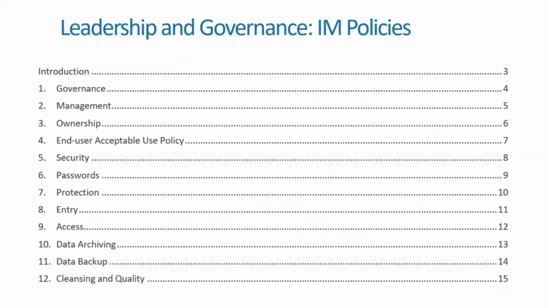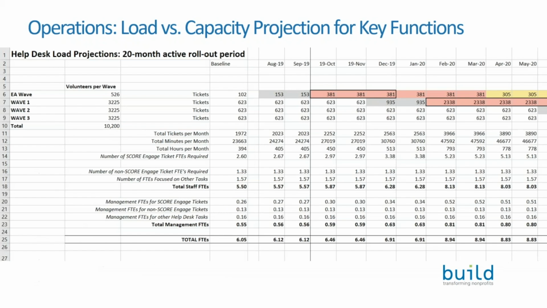Some other things that organizations might develop as part of an information strategy project might include very specific information management policies, where you really get down into how the organization is going to manage information from a policy and process standpoint in terms of governance, management of information, who owns that information inside of the organization, and user acceptable use policy, standards, and processes for data archiving and data backup.